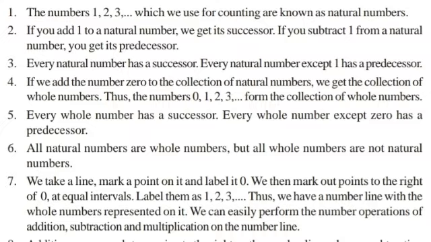Point number 5. Every whole number has a successor. Every whole number except 0 has a predecessor. Point number 6. All natural numbers are whole numbers, but all whole numbers are not natural numbers.